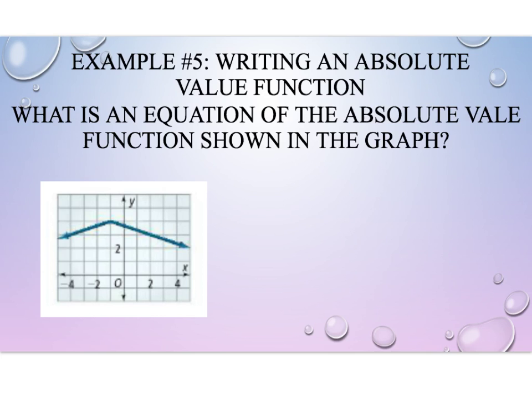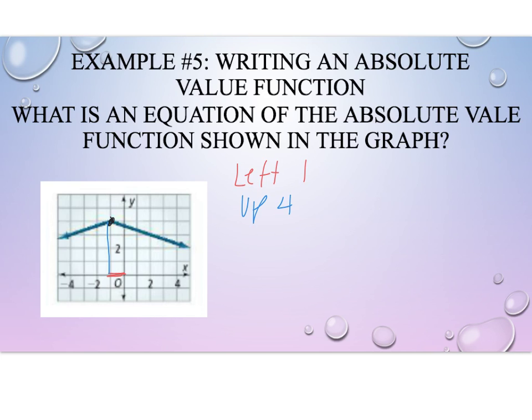All right, in example 5. So it says, what is the equation of the absolute value function shown in the graph? So we're given a graph this time, and now we are asked to write the equation. So it all starts with our vertex, okay? Our vertex is here, and we have gone left 1, right? Left 1, and up 4.